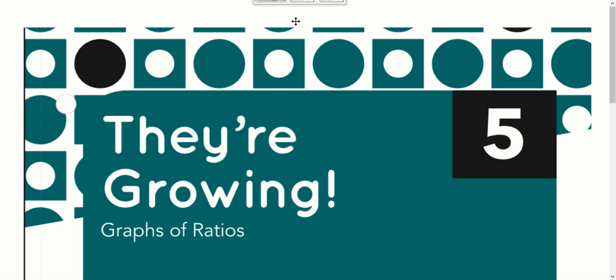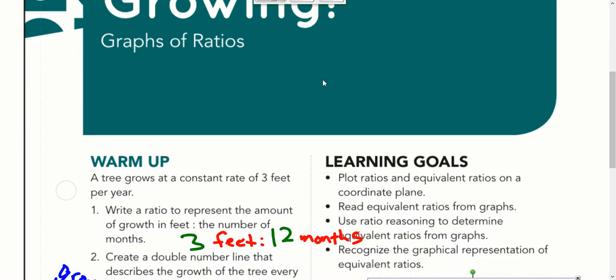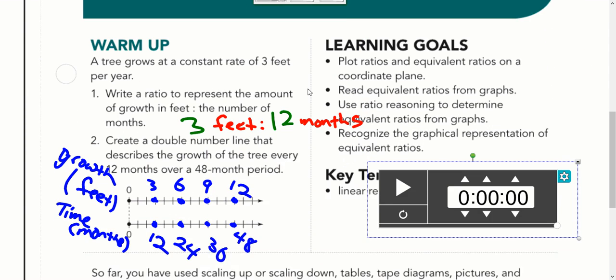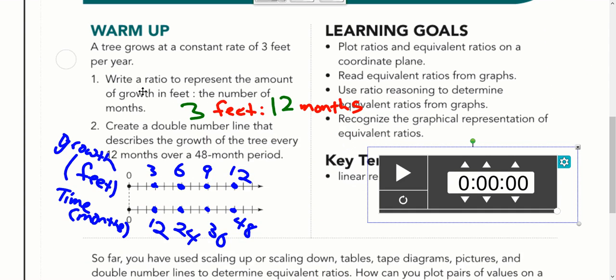Alright, welcome to this video on graphing ratios. And we started here with the warm-up for this lesson and answered the question: write a ratio to represent the amount of growth in feet to the number of months. And we said that it was 3 feet for 12 months, because 1 year would be 12 months.